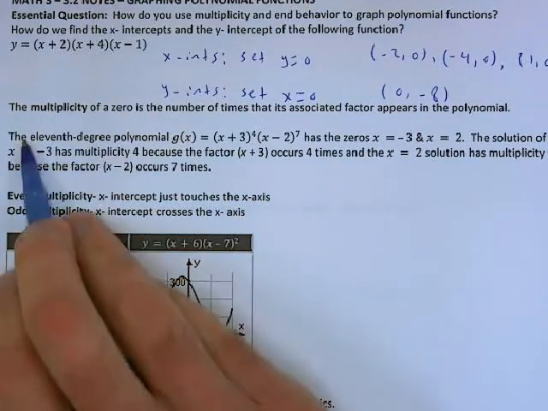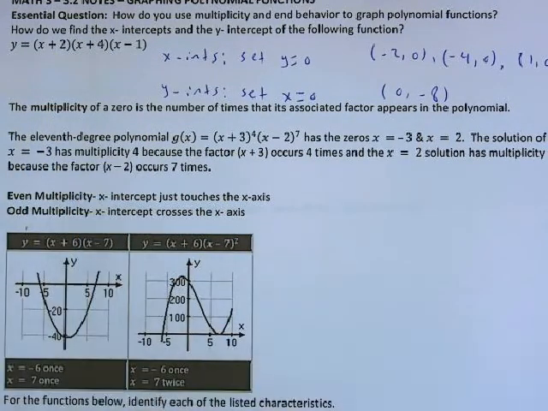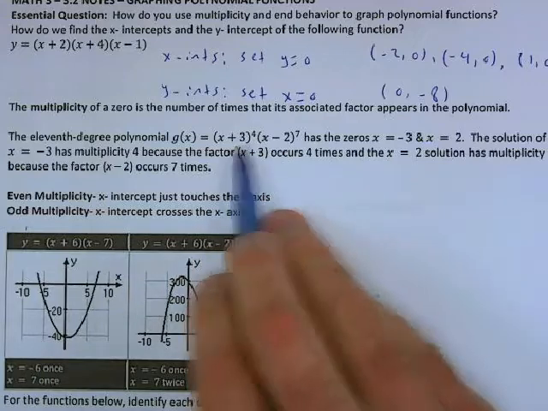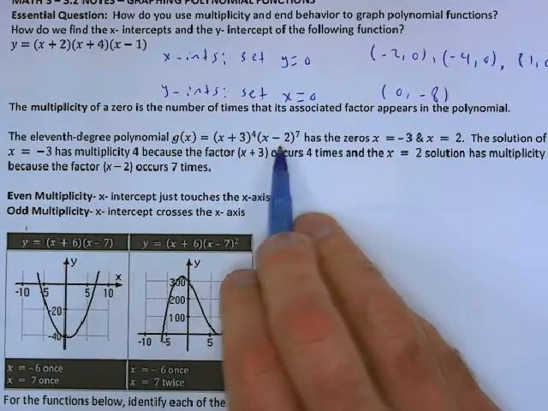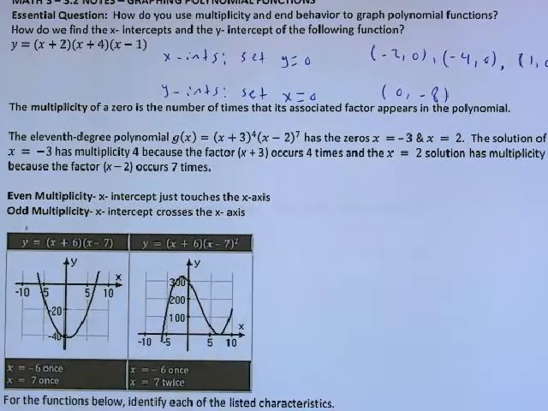Okay, so for example, down here, read along with me, the 11th degree polynomial, and they give us the polynomial here because I have this thing 4 times, this thing 7 times. If I multiplied it all out, we'd have x to the 11th somewhere in our polynomial. So this is an 11th degree polynomial, which should have 11 answers.